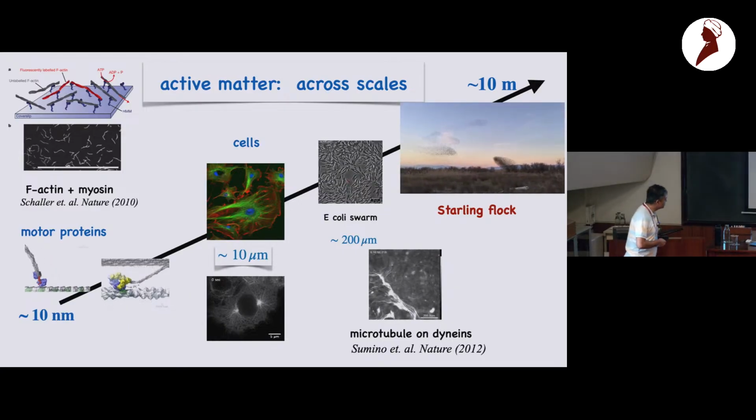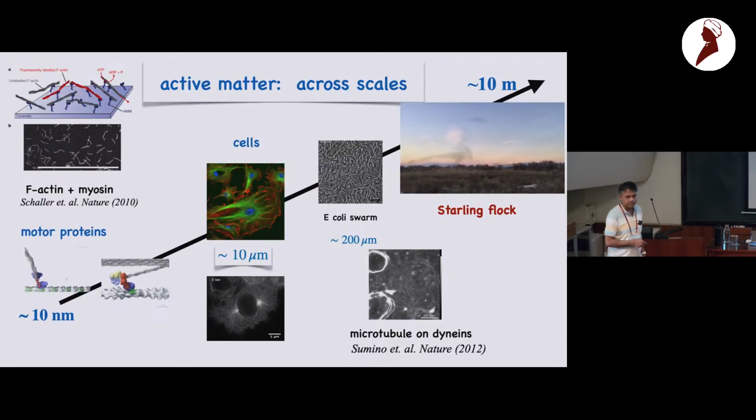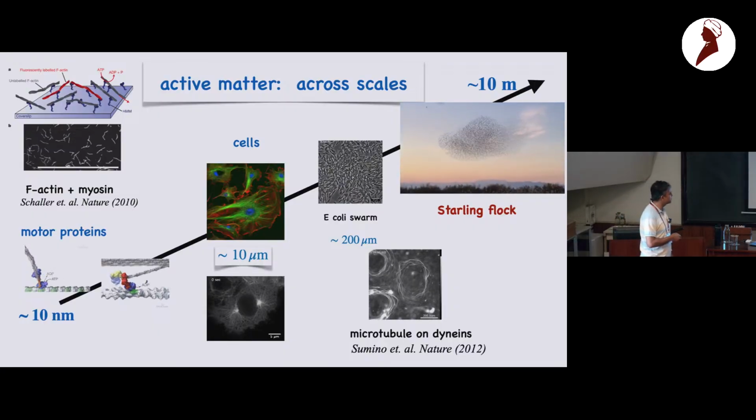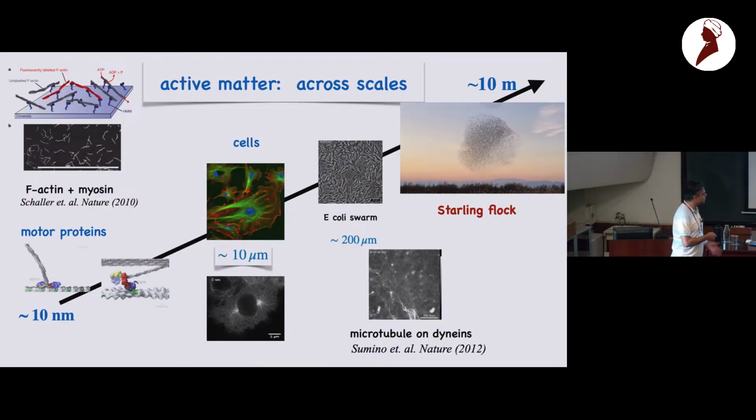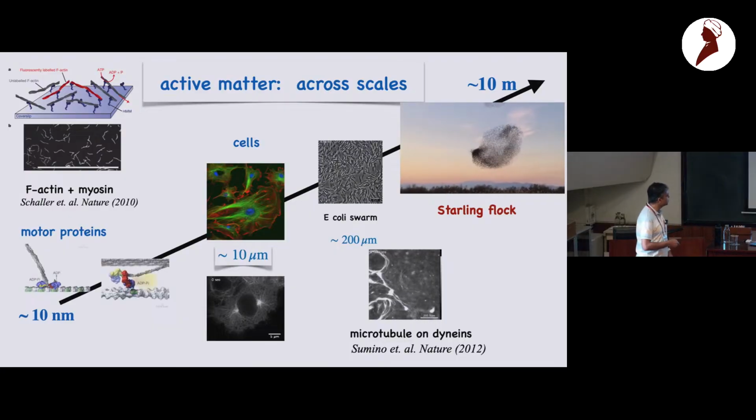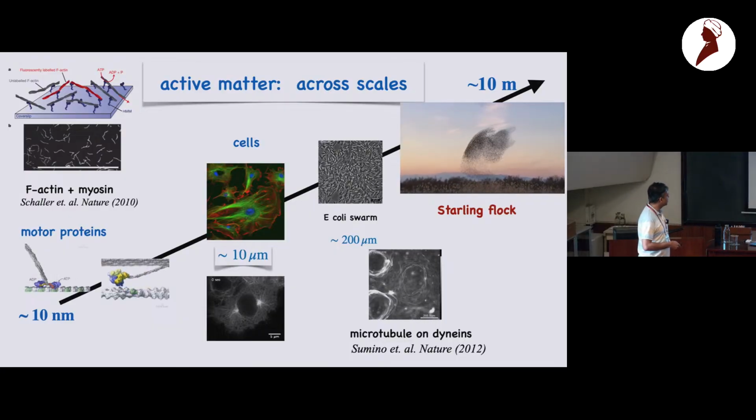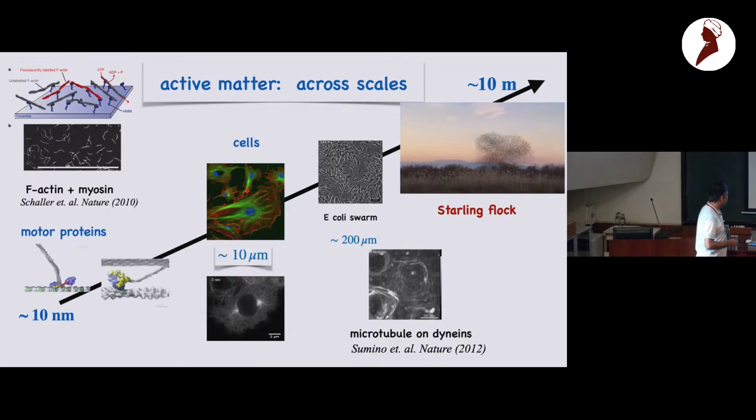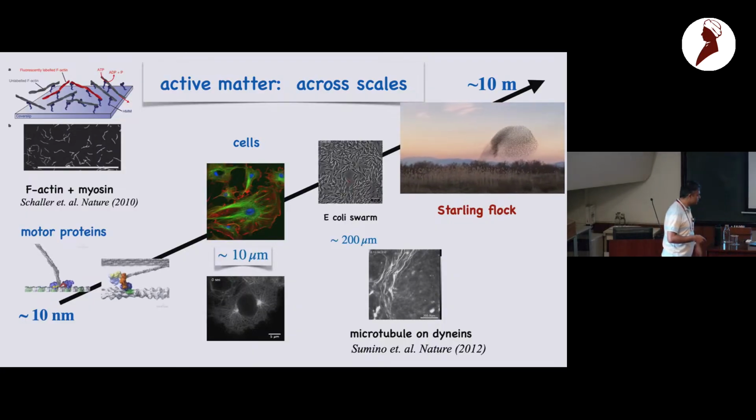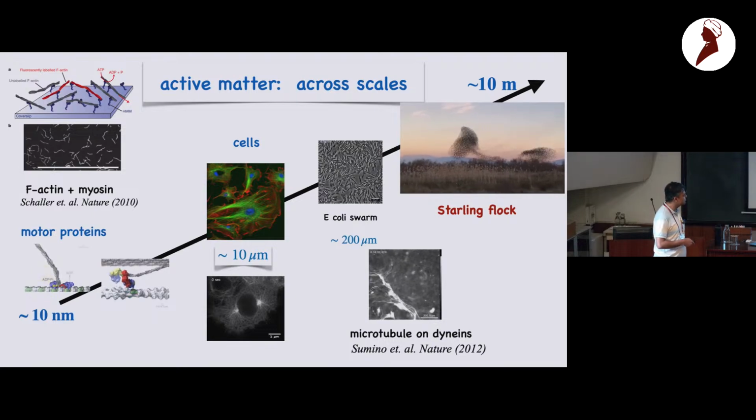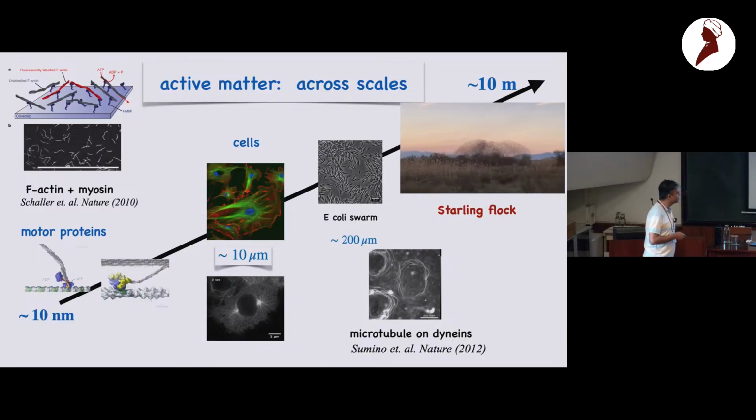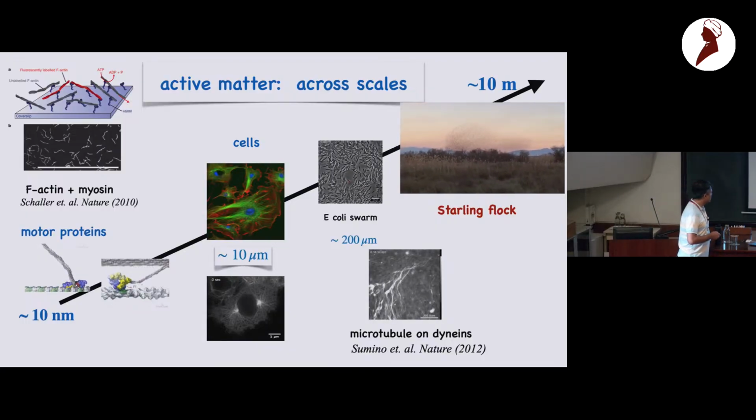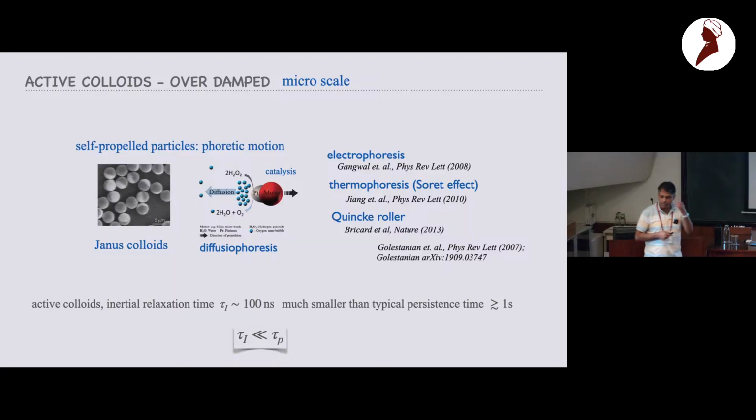And active matter, we know, comes across different scales, starting from molecular motors to intermediate scales like cells. Cells come together to make tissues, or maybe multiple cells swimming together. Intracellular systems like cytoskeletal filaments driven by molecular motors, and of course large scale flocks, etc. With this, I'll move to the next section.